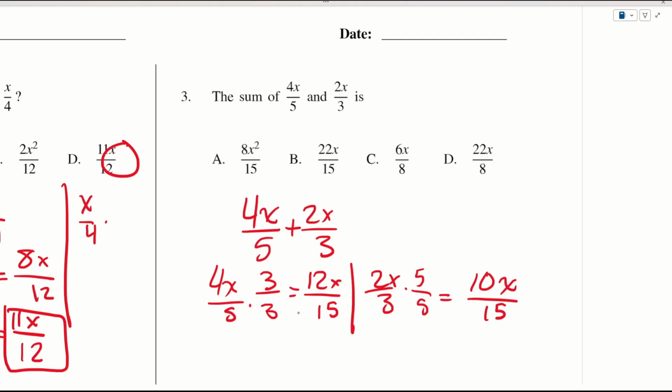Now they have a common denominator. I can combine them now. 12x over 15 plus 10x over 15. We're going to get 22x over 15, which is going to be B.